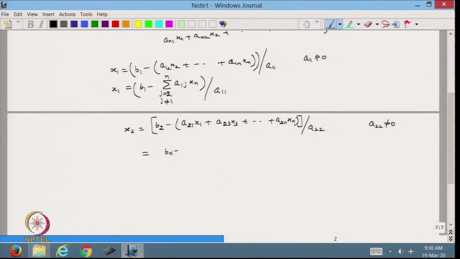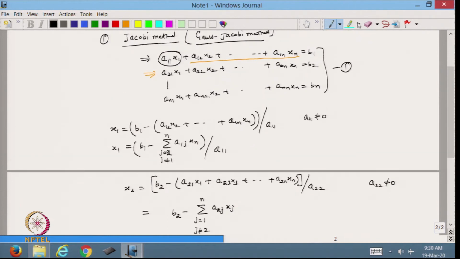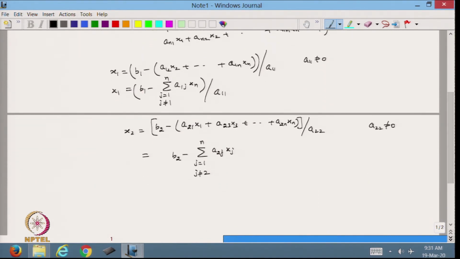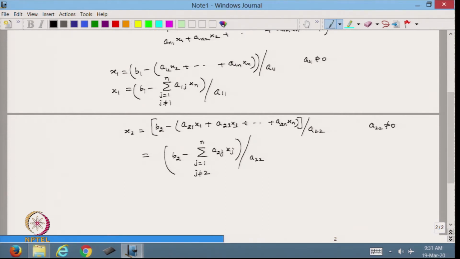So this one can be written as b2 minus the summation of a2j xj, where j is moving from 1 to n and j is not equal to 2, and then I will divide by a22.